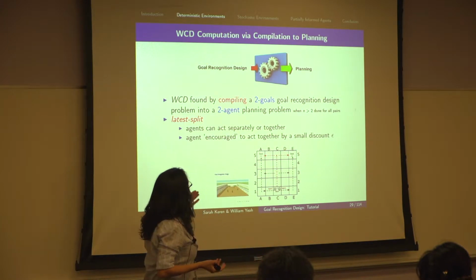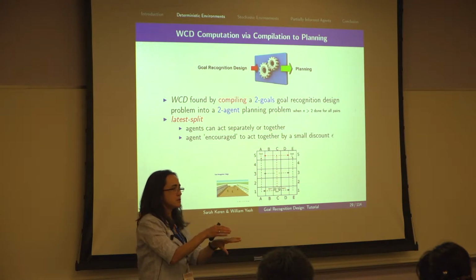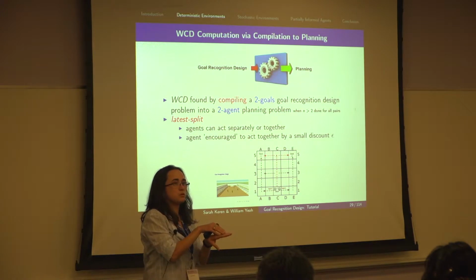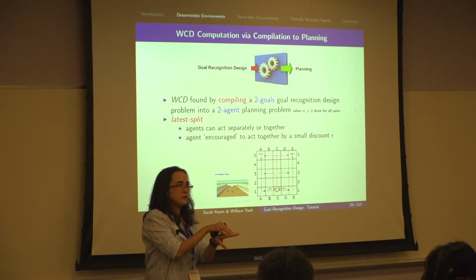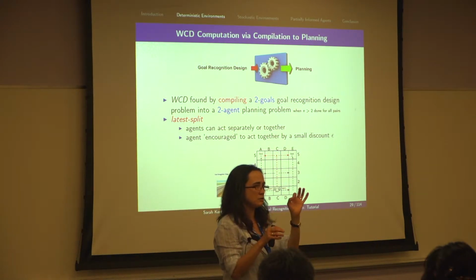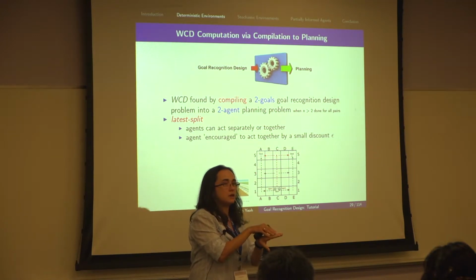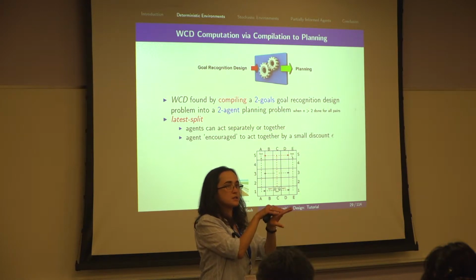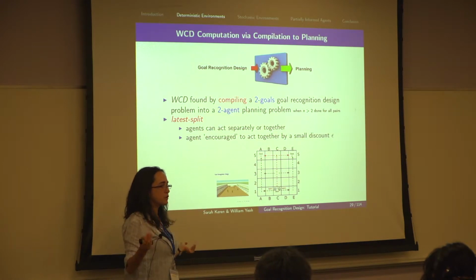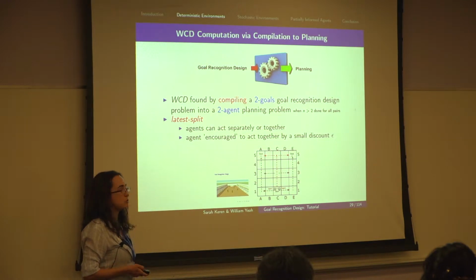What we did here is introduce an option for the agents to act together. So instead of walking separately, they can walk separately, but they can also walk together. And when they walk together, the compilation provides a very small discount, an epsilon discount, small enough to make sure that agents don't divert from optimal behaviors. When they perform actions together, the actions are epsilon lower than performing alone, and that's how we find the WCD with one call to a planner.